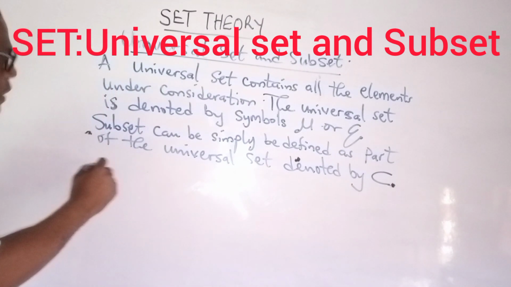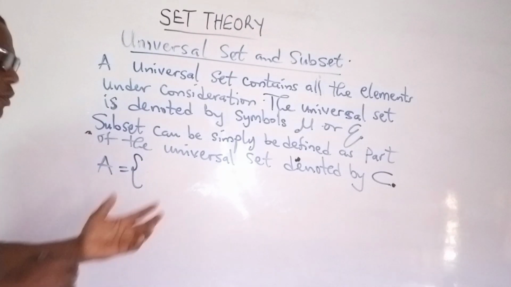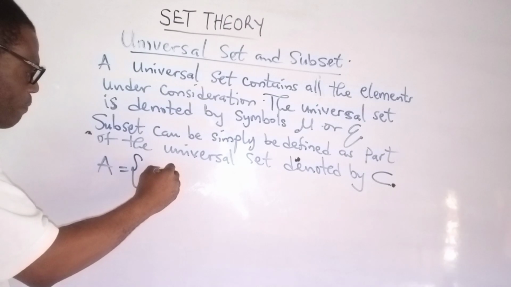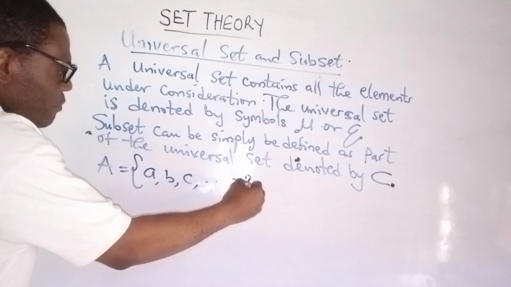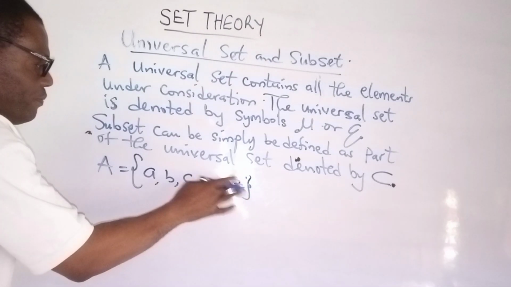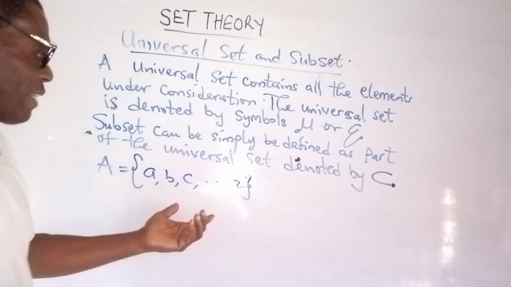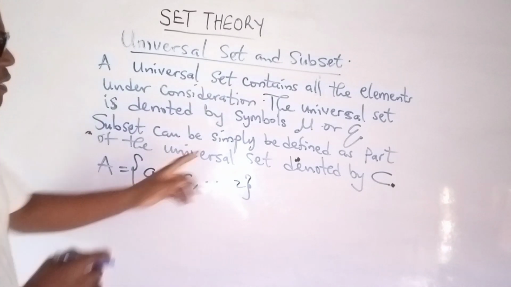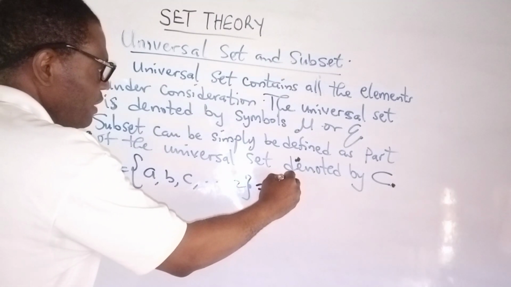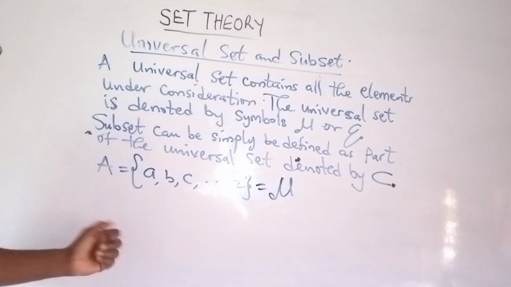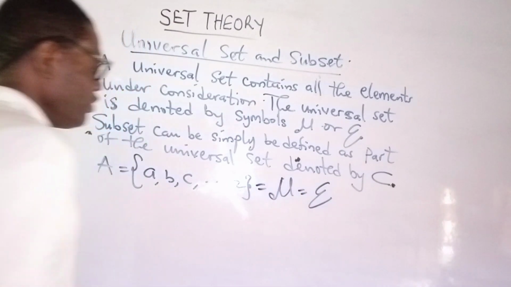I will give you an example. Supposing we have a set A that contains all the alphabet, that is A, B, C to Z. Now, this is a universal set, and instead of writing A, I can decide to have it to be this, a mu. Or I can decide to write it as the epsilon.